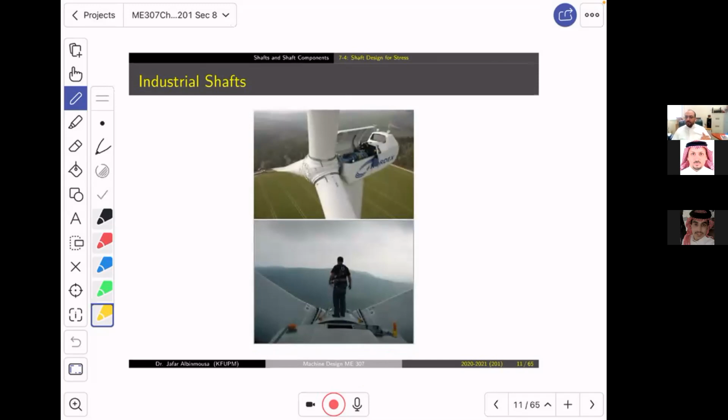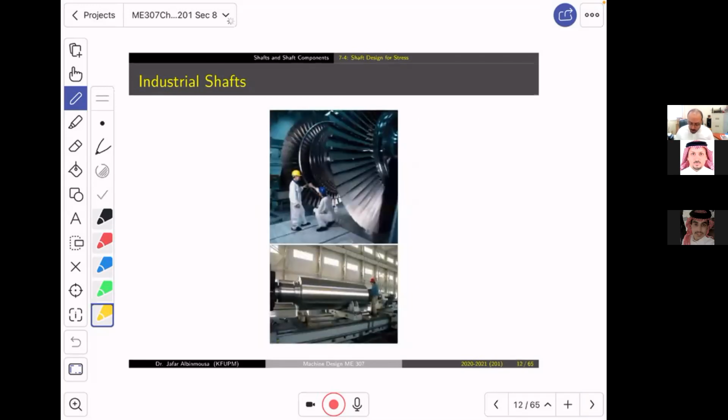This is, I think, very huge. This is like a 5 megawatt turbine. That's 10 times the wind turbine that you are working on for your project. You can see the individual over here sitting between those blades. And of course, this is another one. This is an individual, a machinist, sitting here. This is probably not less than 70 centimeter in diameter.